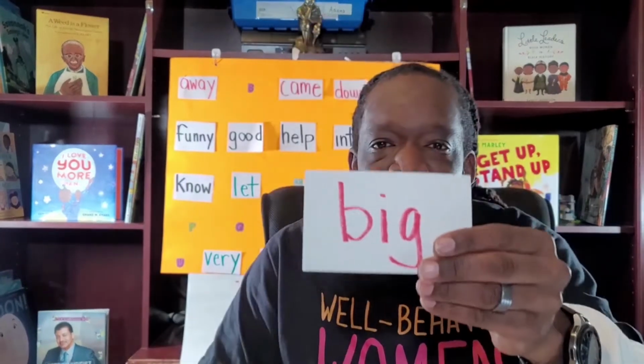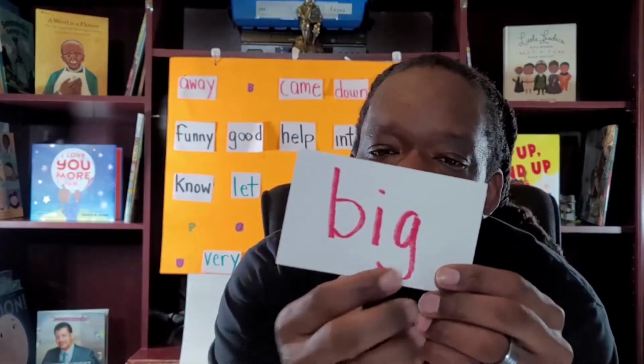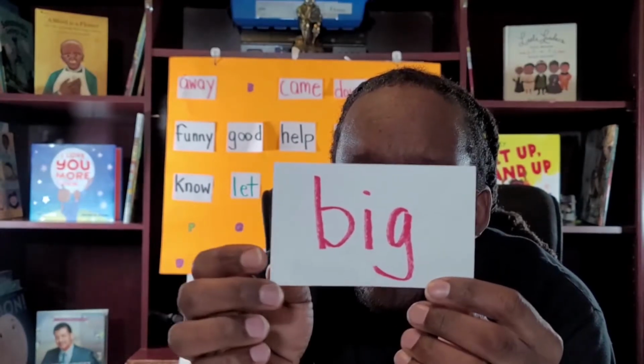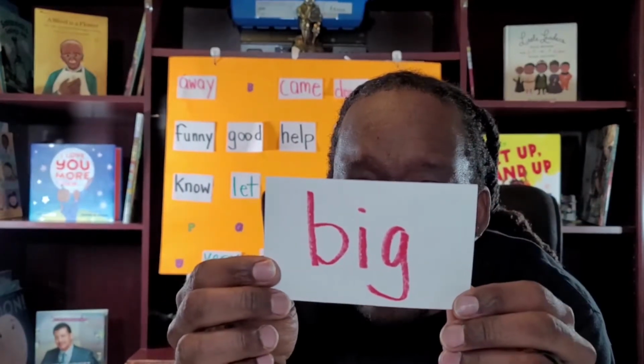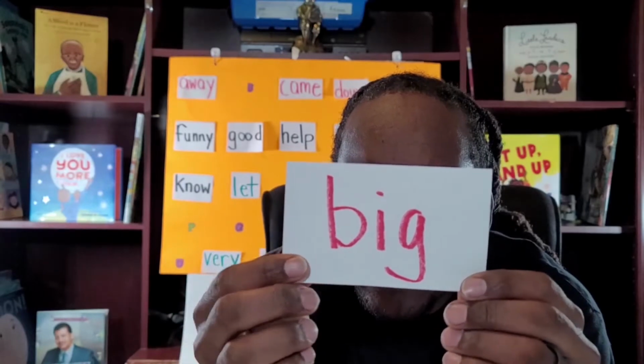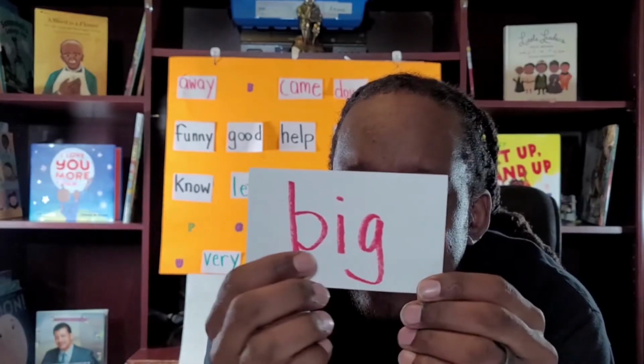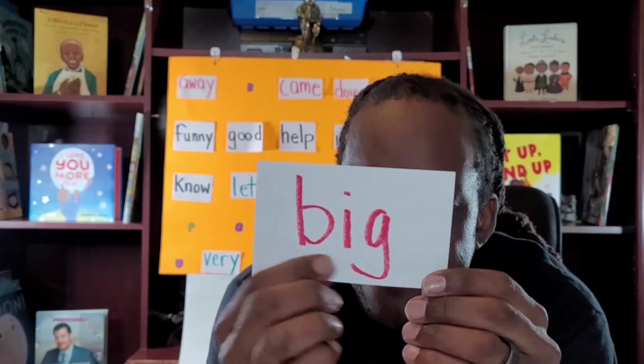And we have some new words that we're going to add this week. Our first word is big. What letter is this? G. Big. That is a big lollipop that you're chewing on. Let's spell big. Big. B-I-G. Big.